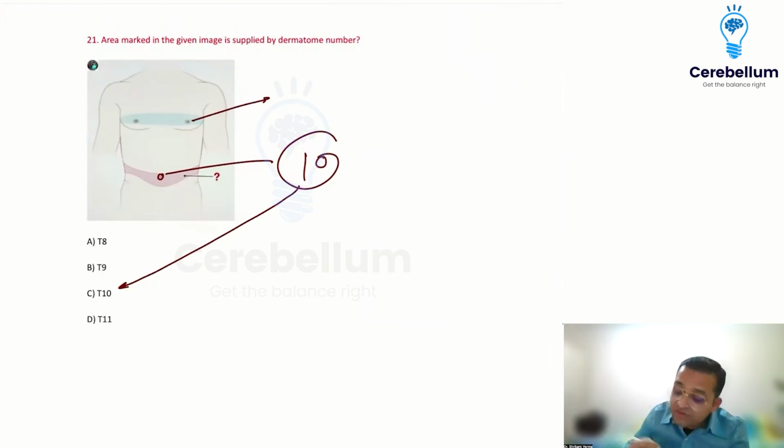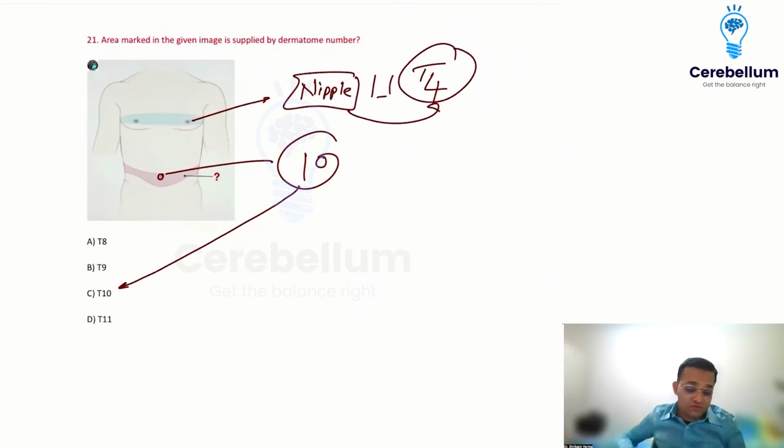What is the vertebral level? What is the dermatome of the nipple? Sir, nipple. Just break the stick, and just put another stick down. So yes, it is T4. Nipple dermatome, T4. Yes, Dr. Abid. Got the point? Very good, very good.